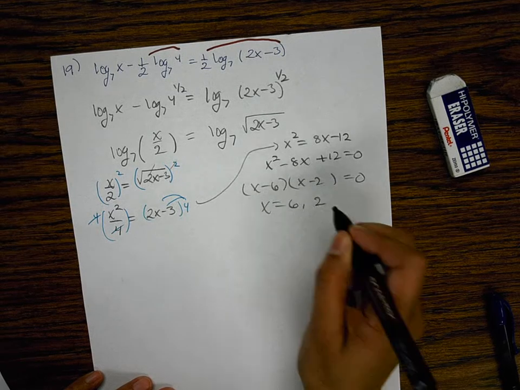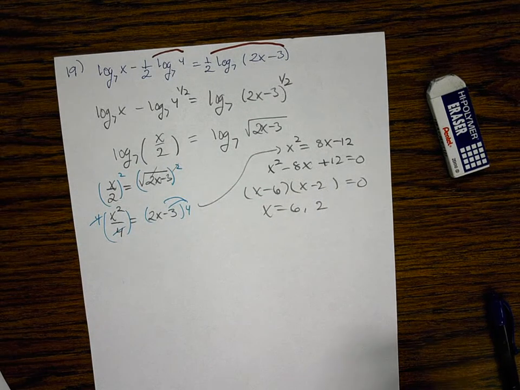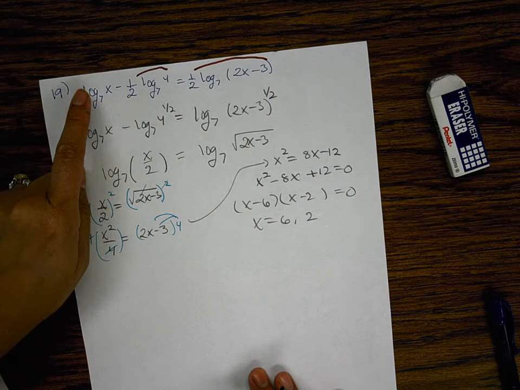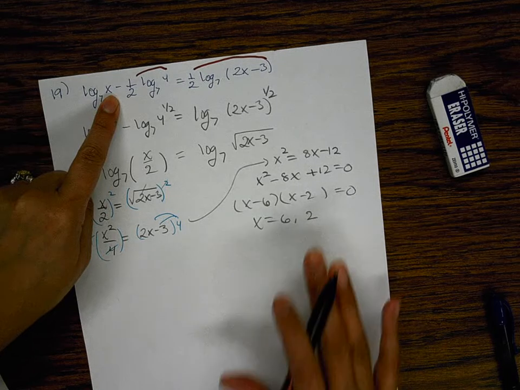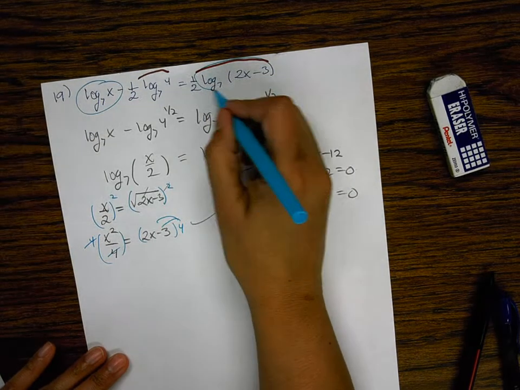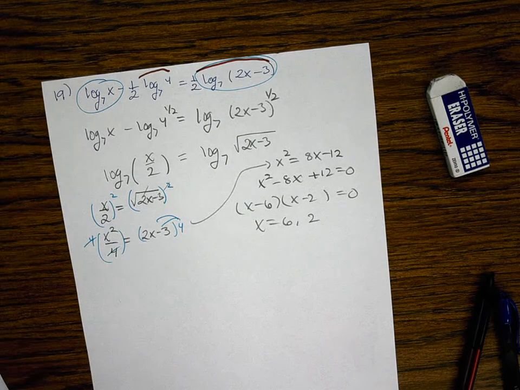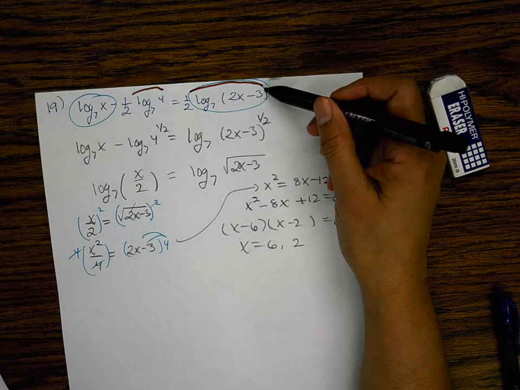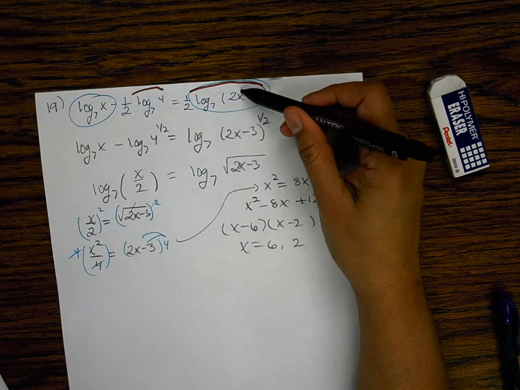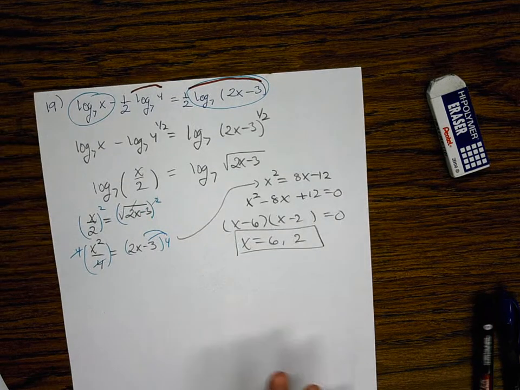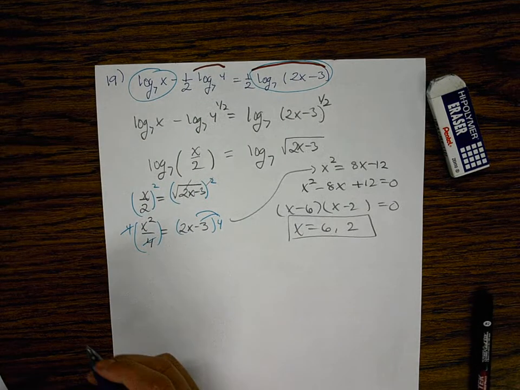Don't just assume because they're positive they work. Like right here, it's going to work here. Log of 6, log of 2 is going to work because they're both positive. But we have to check everywhere there's an x. If it doesn't work for one, the whole thing wouldn't work at all. Okay, so 2 times 6 is 12, minus 3 is positive. 2 times 2 is 4, minus 3 is positive. Check, check, they both work. 6 and 2 are my solutions.